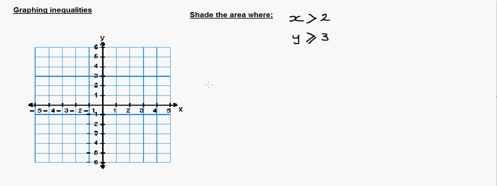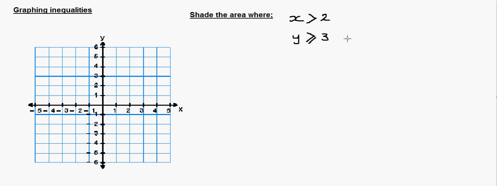Okay, so graphing inequalities. We have a graph here, and the question says shade the area where x is greater than 2 and where y is greater than or equal to 3. Now what we need to do is differentiate between greater than and equal to. This also applies for less than and equal to.